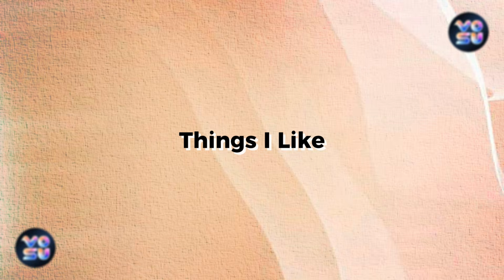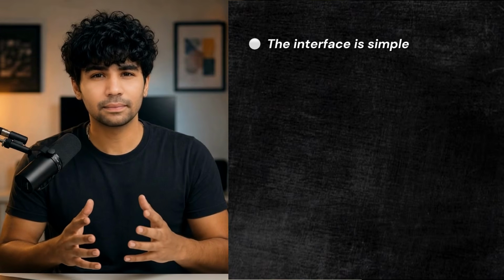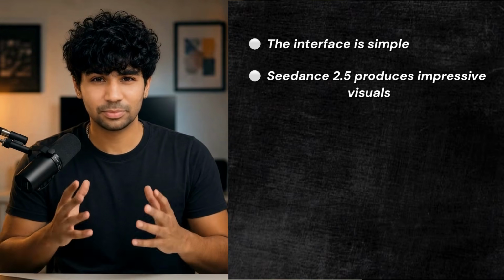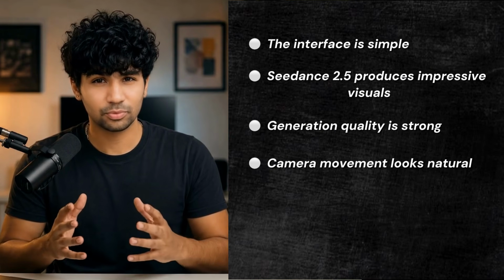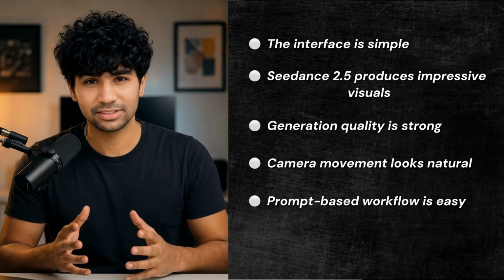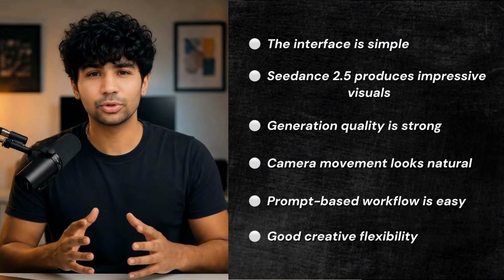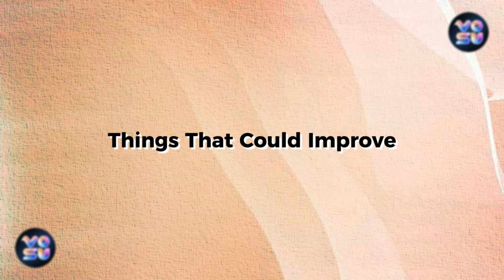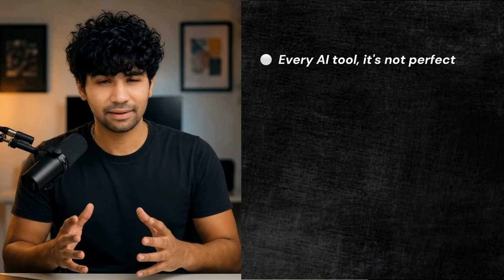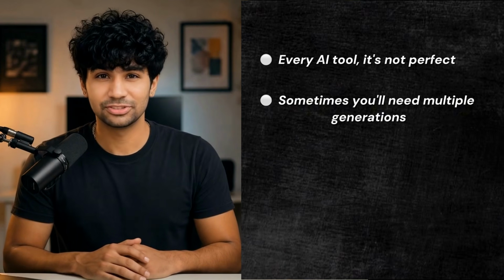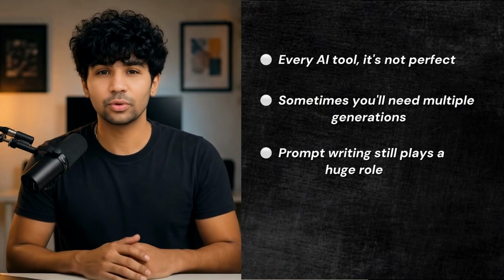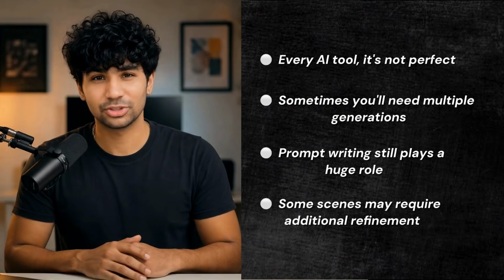Things I like. The interface is simple. Seedance 2.5 produces impressive visuals. Generation quality is strong. Camera movement looks natural. Prompt-based workflow is easy. Good creative flexibility. Things that could improve. Like every AI tool, it's not perfect. Sometimes you'll need multiple generations. Prompt writing still plays a huge role. Some scenes may require additional refinement, but that's true for almost every AI video generator available today.